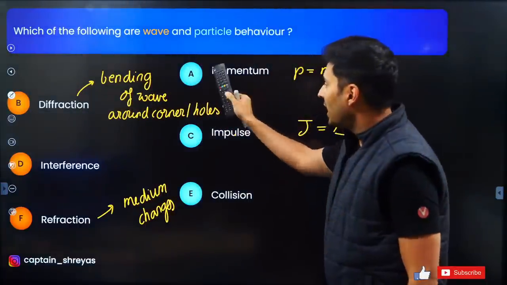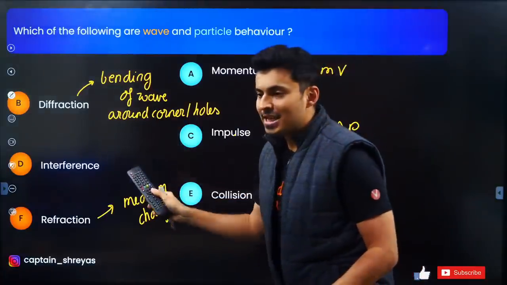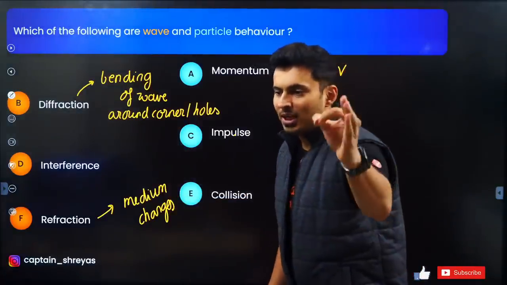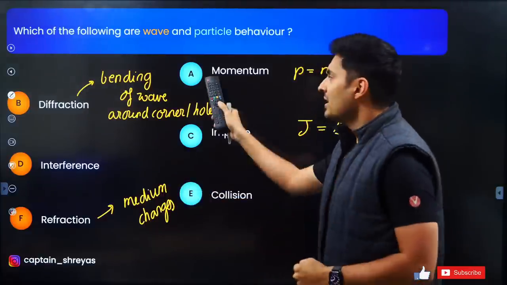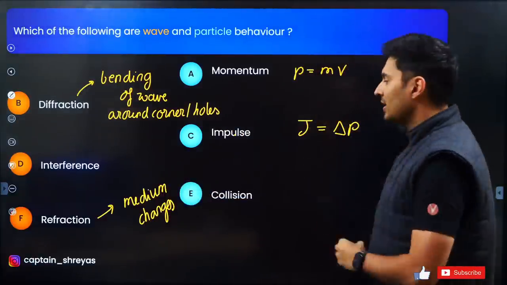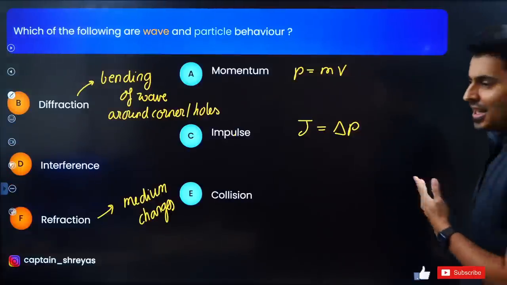Excellent. So ACE is particle. BDF, many of you said this. BDF is wave. ACE is nothing but your particle. So that's how it works. All right. Great.